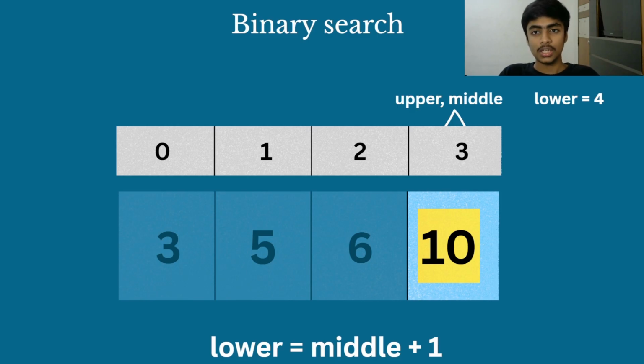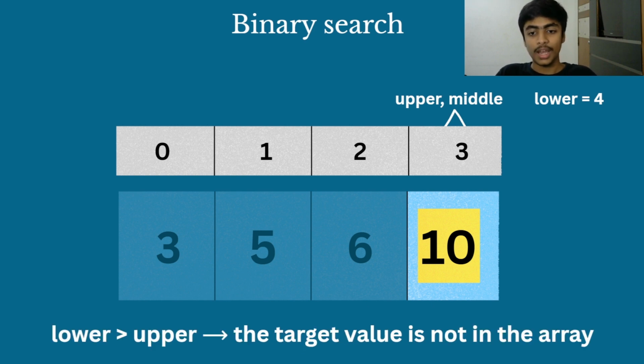Now we notice that our lower limit is actually greater than our upper limit. And it is counterintuitive because we know that our lower limit should always be lesser than our upper limit. We notice that whenever our lower limit goes higher than our upper limit, it means that the target value is not in the array. This only happens once we completed searching all our elements.